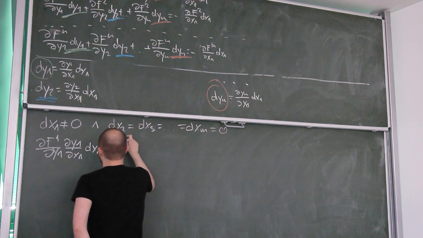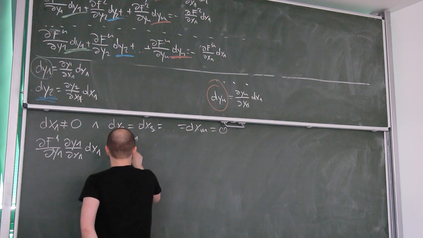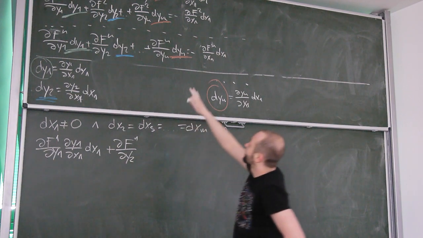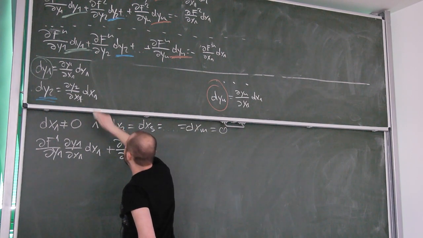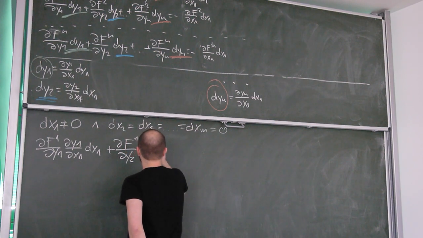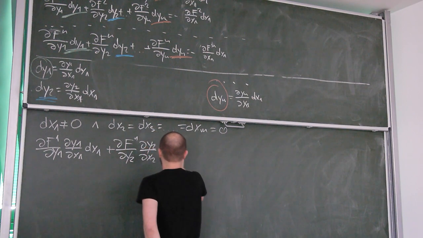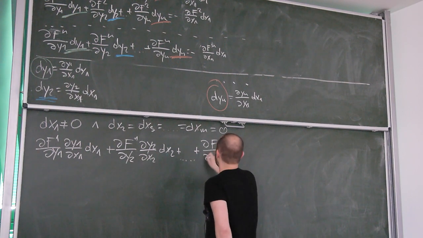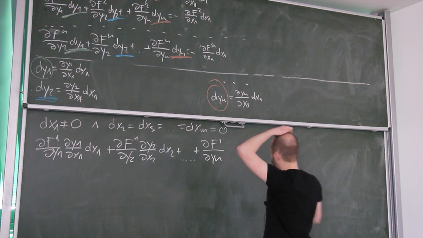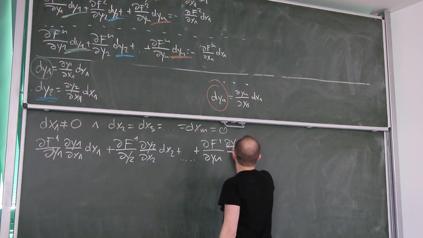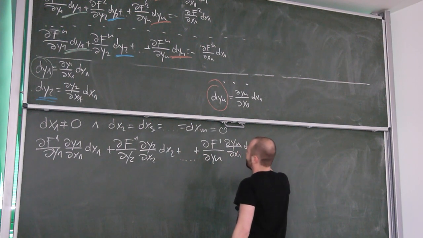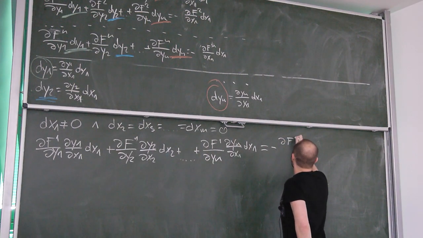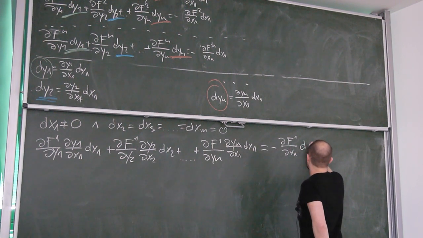Then we have the derivative of f1 with respect to y2, and for dy2 we substitute this, dy2/dx1 times dx1, and we go on like this until the last expression is encountered, and we substitute for dyn, so we get here dyn/dx1 times dx1. And this whole thing is equal to negative the derivative of f1 with respect to x1 times dx1.